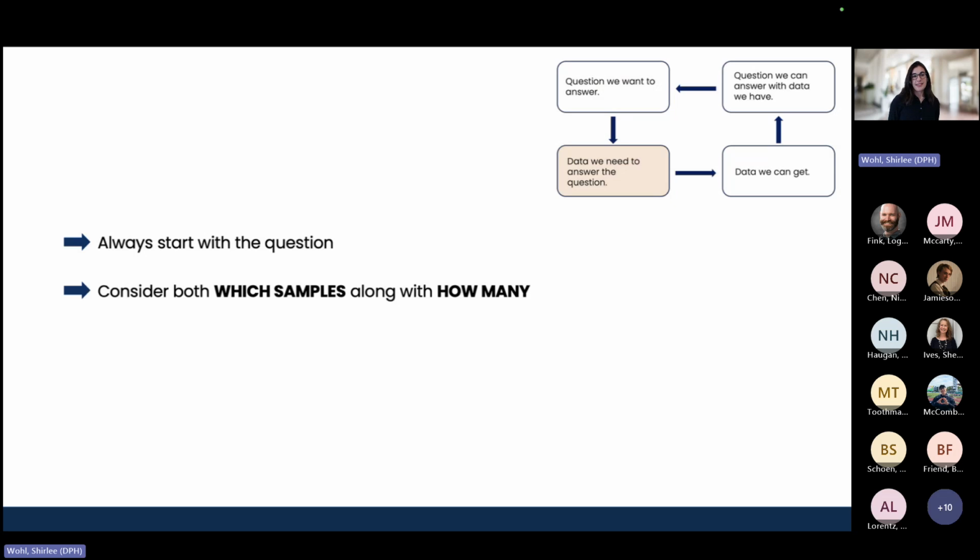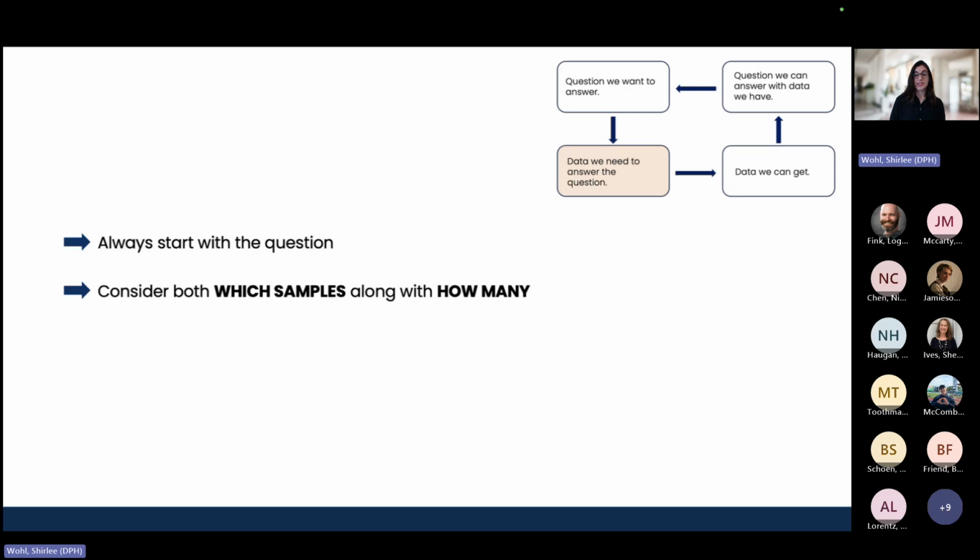The other big takeaway for me is making sure to consider both which samples and how many. I think it's really easy to say, okay, we need guidance, it's 100 samples, that's the answer. And something we've really learned in Massachusetts is that if we're not careful to think about which samples, all of the samples come from the same hospital in the same part of the state and are only representative of a very small fraction of our population.